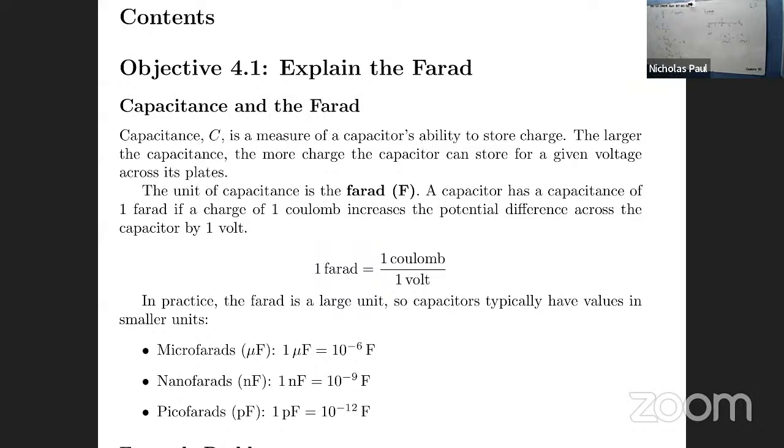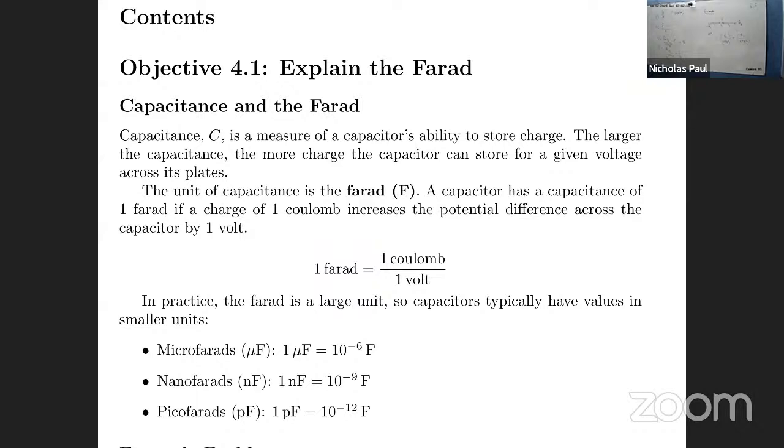Right? But generally, in practice, the farad is deviation. What's your name? Deviation. Right? So in practice, the farad is a large unit.